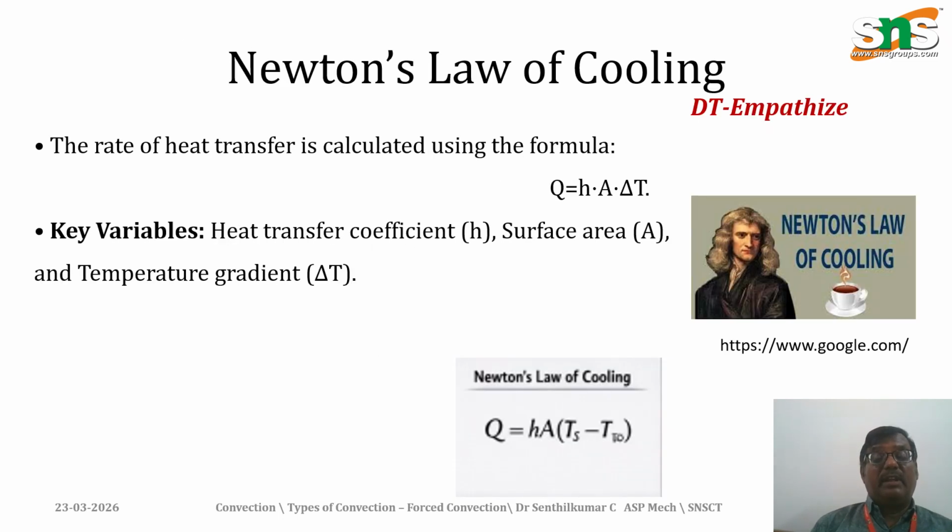Newton's law of cooling is a very important law from the convection point of view. The rate of heat transfer is calculated using the formula Q equals H A delta T. Q is heat transfer, H is the heat transfer coefficient, A is the cross-section area, and delta T is the temperature gradient. This is Newton's law of cooling, invented by Newton. Let me go to the next slide. Before that, I thank google.com for these pictures and acknowledge all the resources which I observed for this presentation.